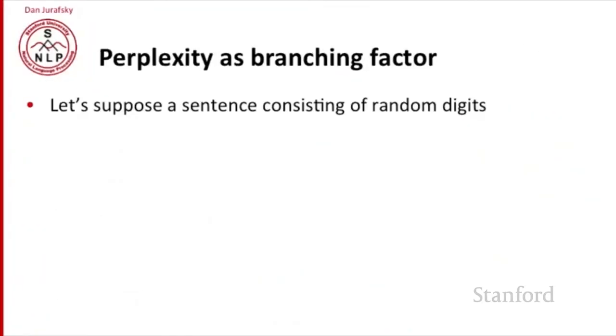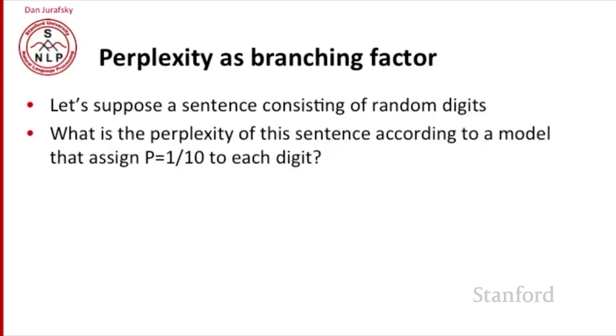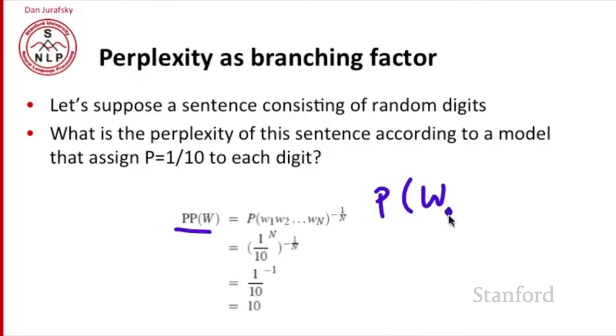So let's examine this new kind of perplexity, the weighted equivalent branching factor, and show that it's the same as this inverted normalized probability metric. Let's take a sentence consisting of random digits. What's the perplexity of this sentence according to a model that assigns equal probability to each digit? We'll see the perplexity of this string of digits, and it doesn't matter how long it is. So we have a bunch of digits, and we'll call them digit 1, digit 2, through digit n.